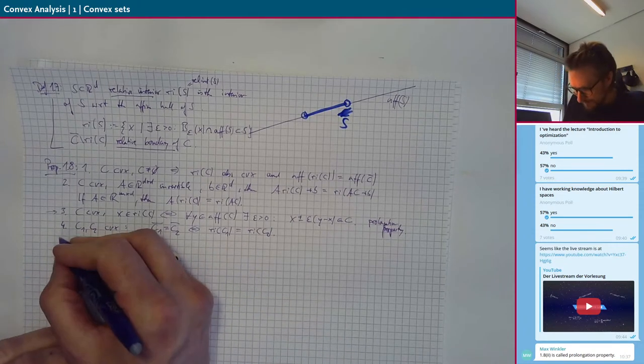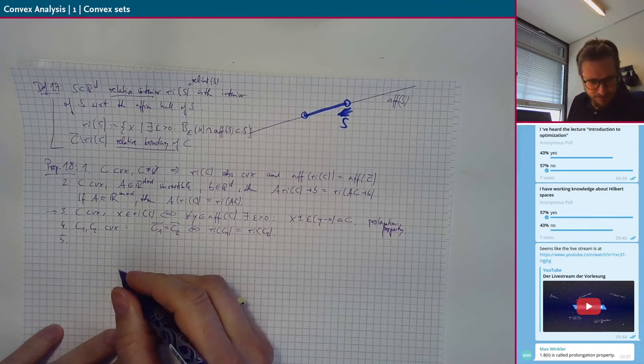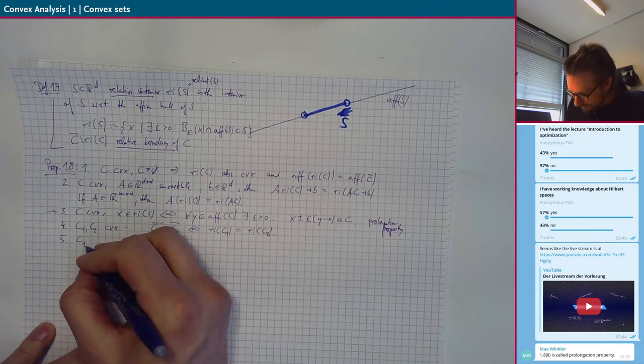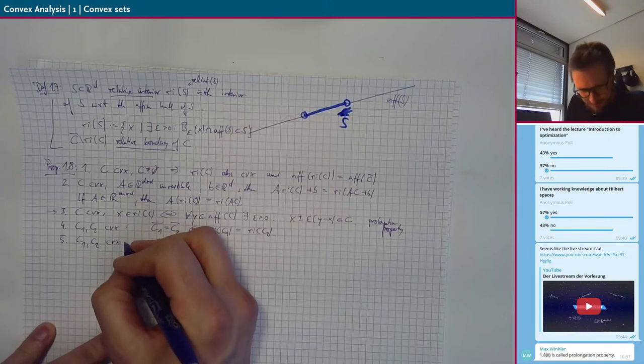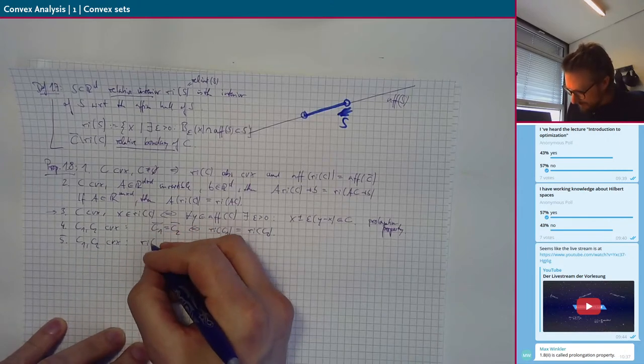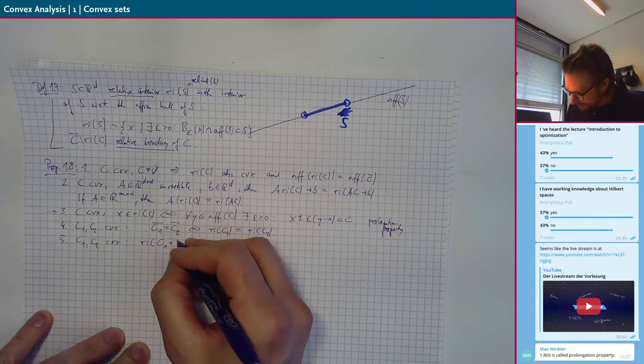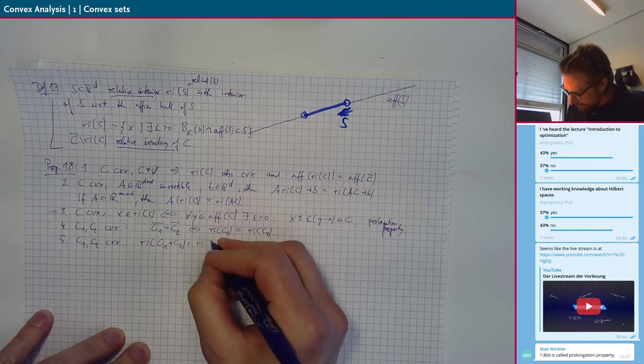Okay, the last point of the proposition is for two convex sets C1 and C2, it holds that the relative interior of the sum, so the Minkowski sum, is equal to the Minkowski sum of the relative interiors.